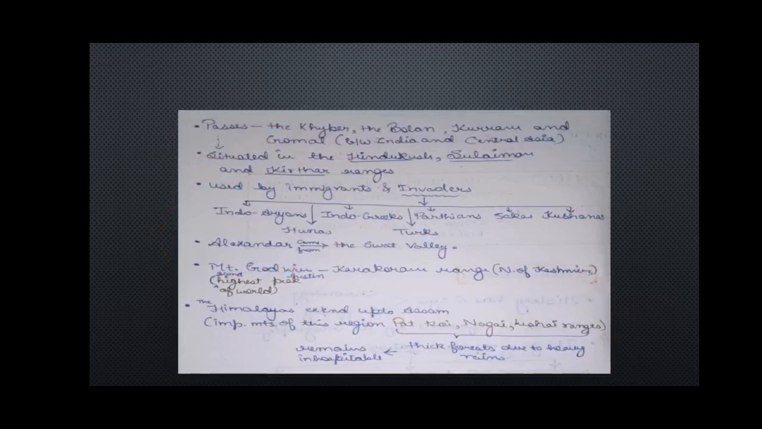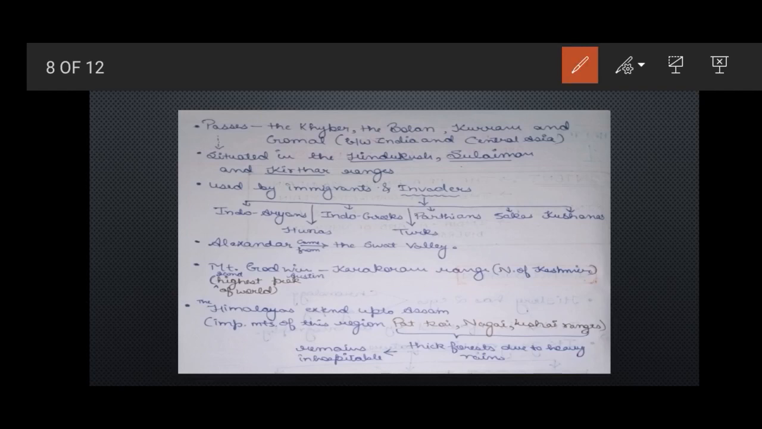The next thing is that in the previous slide I have talked about the passes. These are the following passes which are present in India and Central Asia. The first one is Khyber, the second one is Bolan, and the next ones are Khurram and Gomal passes. These passes are present between India and Central Asia. Now these passes are situated in the Hindu Kush, Suleiman and Kirtar ranges.